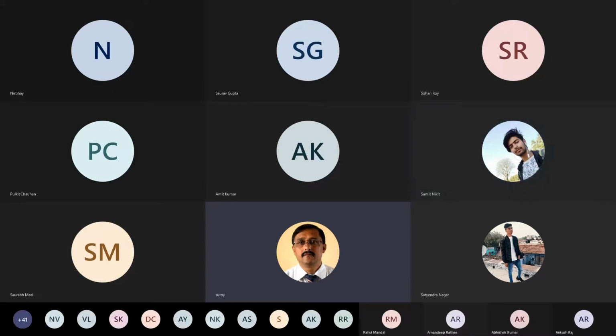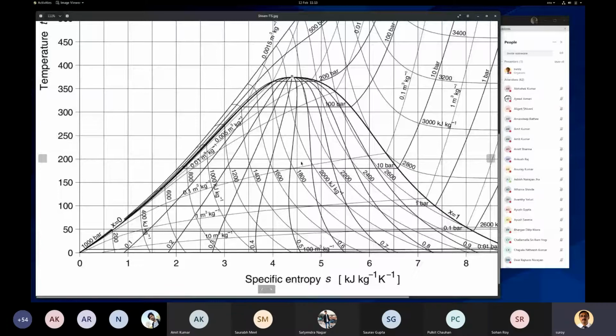So this is the TS diagram. It is available in chart form, in terms of figures like this, and also given in charts in tabulated form. There is also software available from which you can calculate the properties, and this software is based on correlations which are well established, relating different properties.